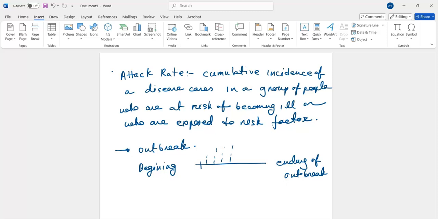Suppose there are 20 cases during an outbreak of norovirus, and the total people exposed to the suspected risk factor, or suspected food, is 1,000. So during the outbreak, the total number of cases was 20. So the attack rate would be 20 divided by 1,000 times 100 percent. That would be a 2% attack rate.